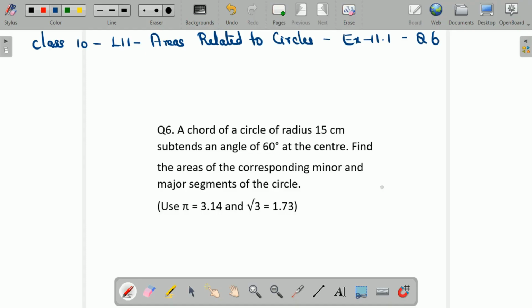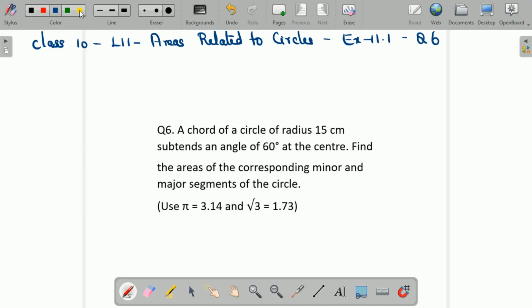In this video, let's find the solution for the sixth question in exercise 11.1. A chord of a circle of radius 15 cm subtends an angle of 60 degrees at the center. Find the areas of the corresponding minor and major segments of the circle.